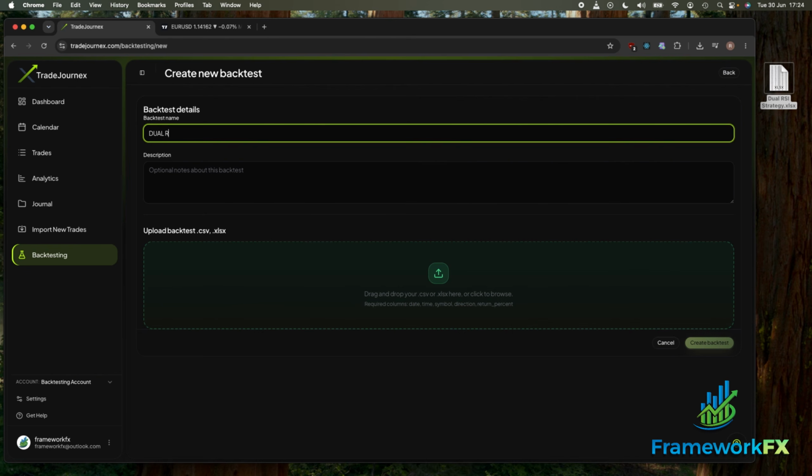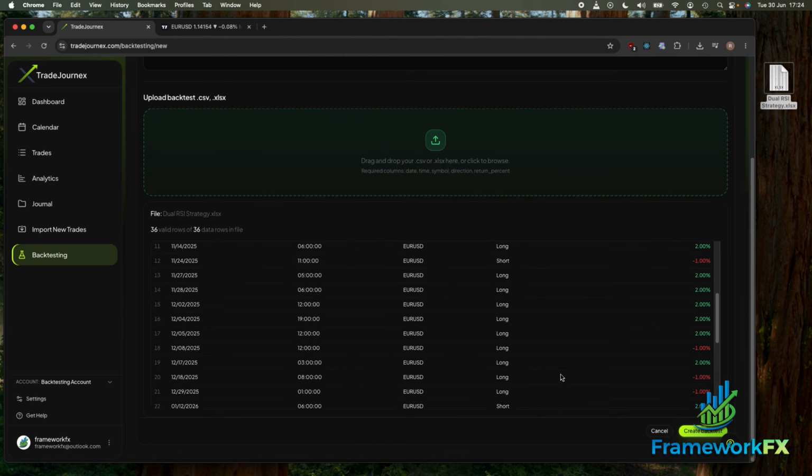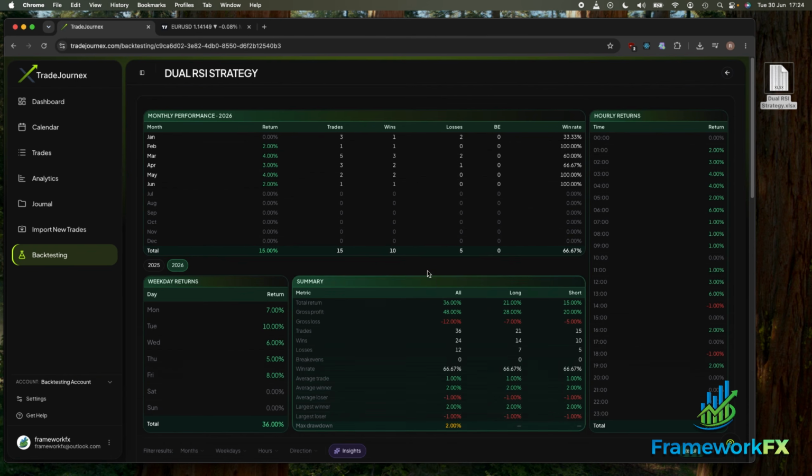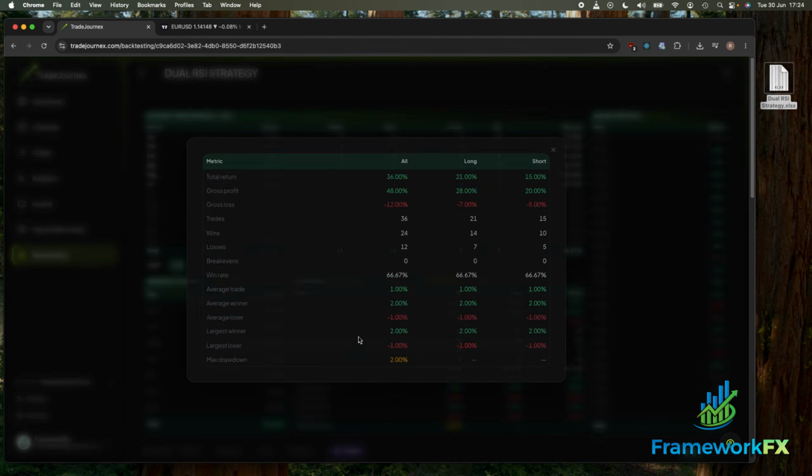We'll call this Dual RSI Strategy, and then we can just drag and drop our results in, which are all here, and then create backtest, and it will just go through and give us all the results back, and we can take a look and see what we've got. So here they are. As I said, I've done it over the previous 12 months. So we've got 2025 and 2026 from June to June this year, as recently as I could get it. So as you can see, we'll take a look down here first.